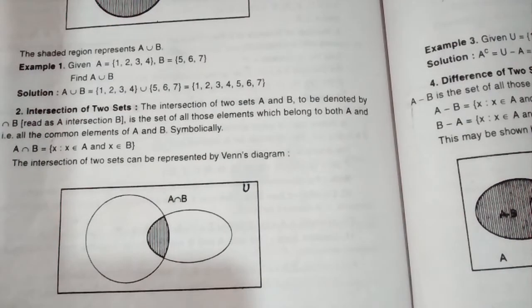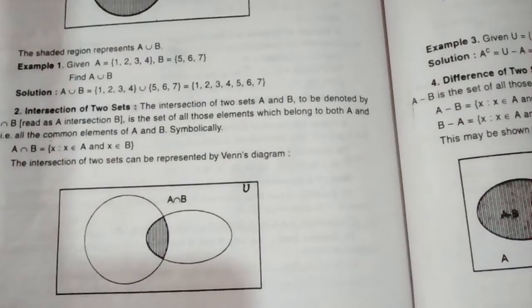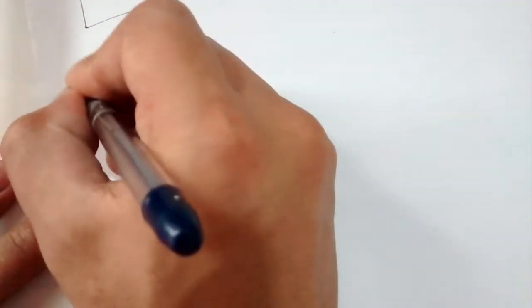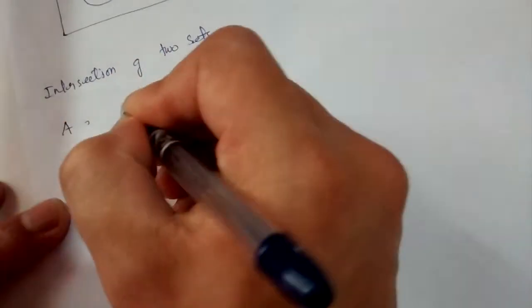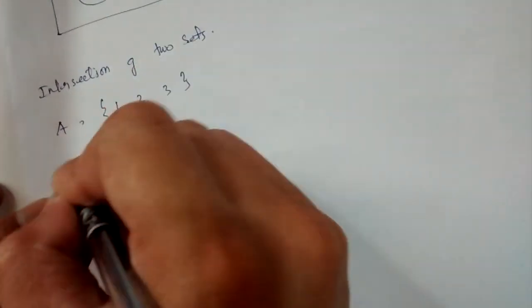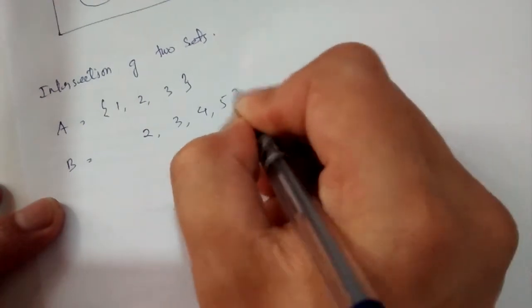Now, intersection of two sets. Assuming that we are given two sets, let's take the same example. Let's assume that we're given two sets, A as 1, 2, 3 and B as 2, 3, 4, 5.